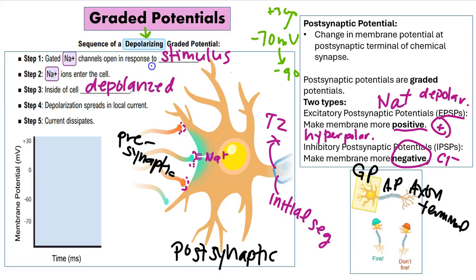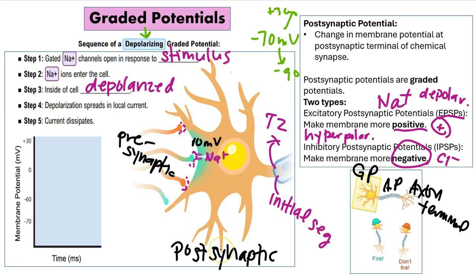Okay? Then the depolarization is going to spread. Now here's where the work comes in. Let's say we come in and this first initial stimulus signal is going to be, let me get black, it's going to be like negative or like 10 millivolts.